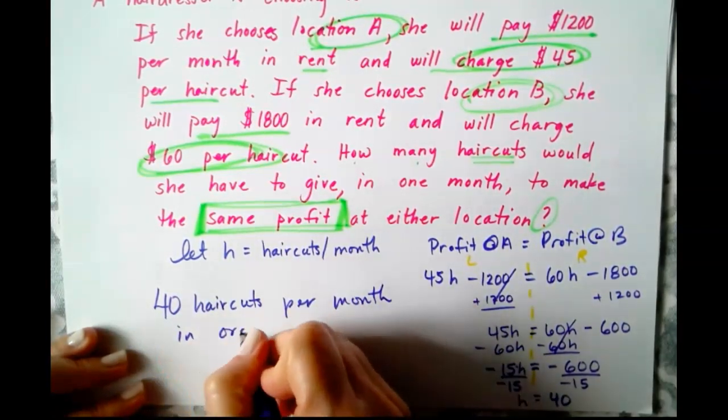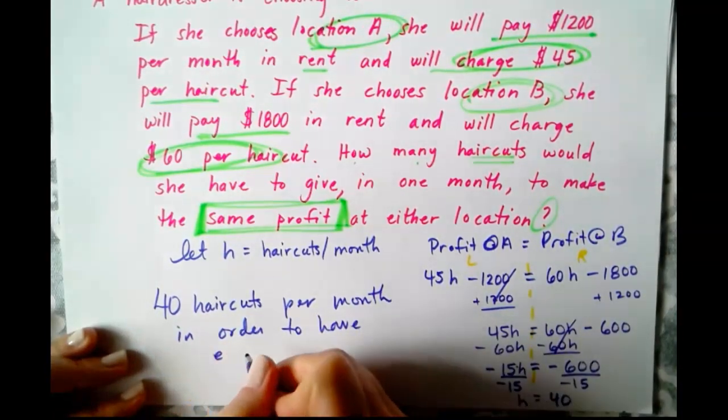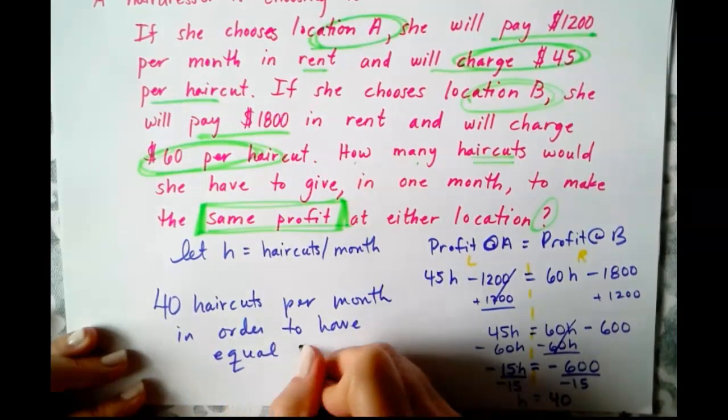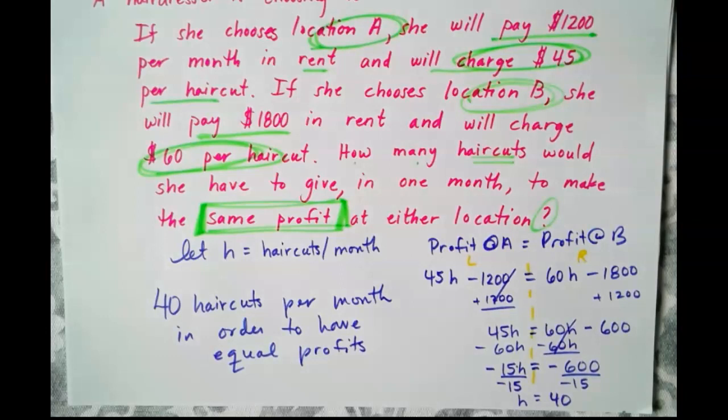Okay, 40 haircuts per month in order to have equal profits. So there we've got 2 applications of setting up an equation with the variables on both sides and solving.